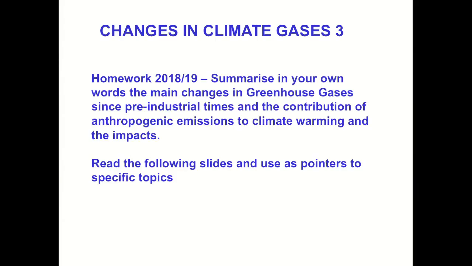So for homework, I would like you to summarise in your own words the main changes in, I suppose you call them the well-mixed greenhouse gases since pre-industrial times, and the contribution of anthropogenic emissions to climate warming and their net impacts. So try and put that down on paper, 1 to 2 pages, if you can.